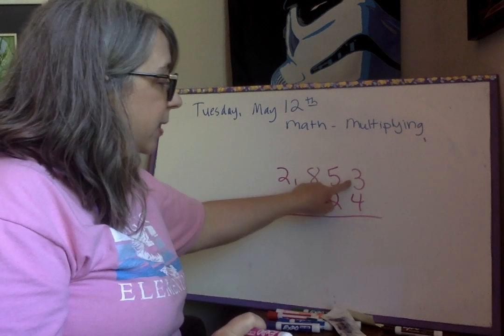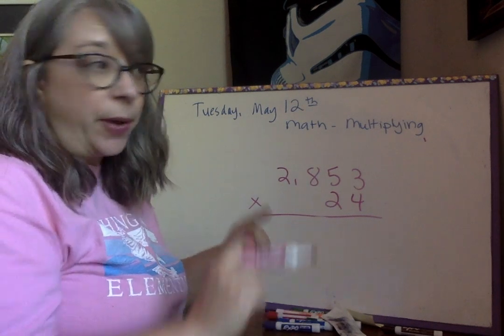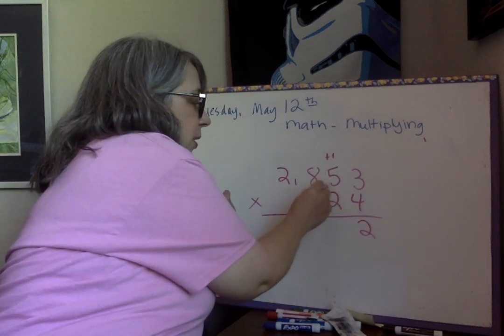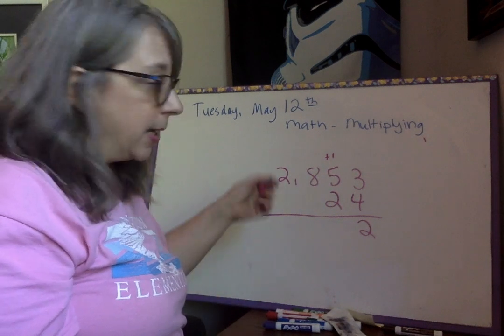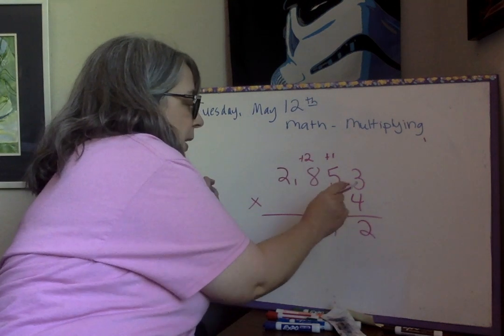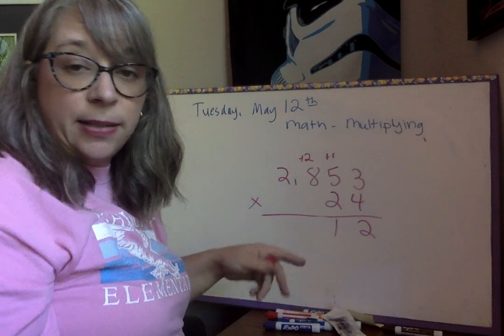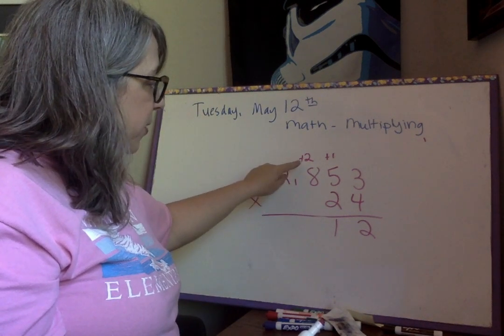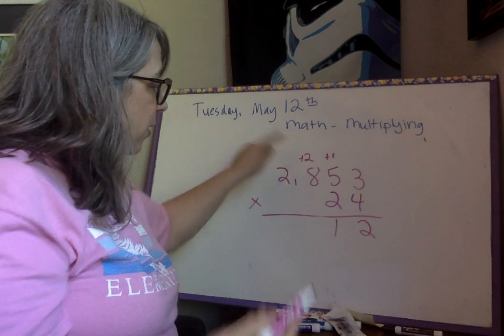So 3 times 4 is 12. Plus 1, 2 down here. 4 times 5 is 20. Plus 1 is 21. So 2, 1. 4 times 8 is 32. 32 plus 2, 32, 33, 34.